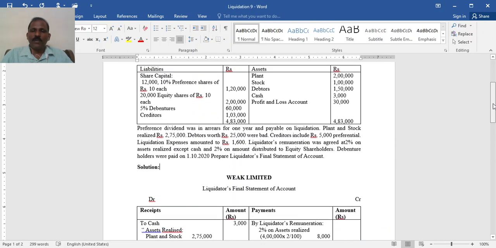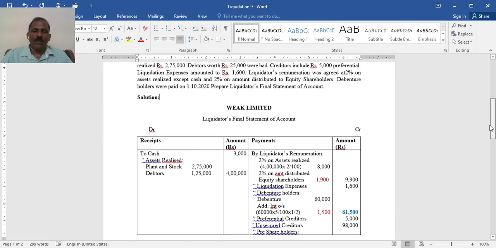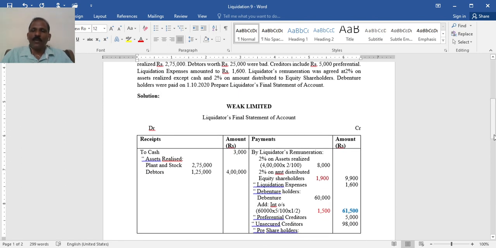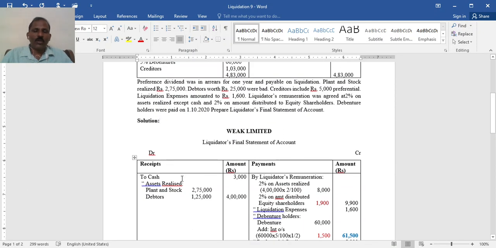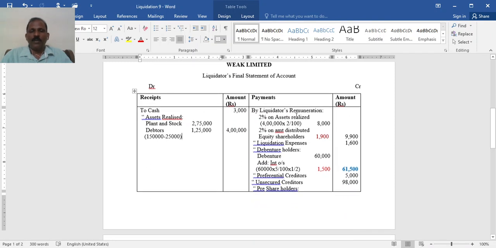From the given balance sheet, cash as it is 3,000, which is realized. Then it is said in the problem that plant and stock realize 2,75,000. Debtors, if you want, you can put the difference: 1,50,000 book debts, out of which 25,000 bad, so 1,25,000. Now the net total of plant and stock, 2,75,000, plus 1,25,000, is 4 lakh. So total 4,03,000 amount is available for payment. There are no secured creditors, no legal charges.